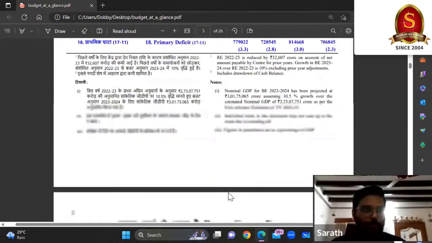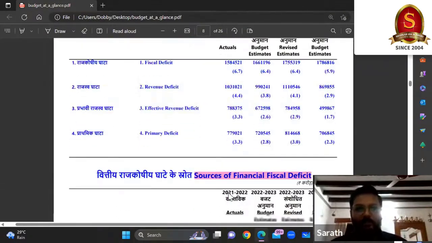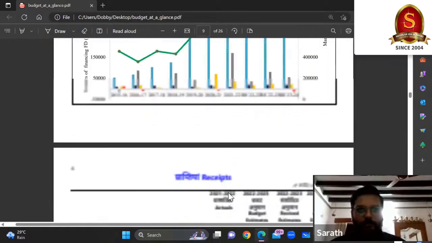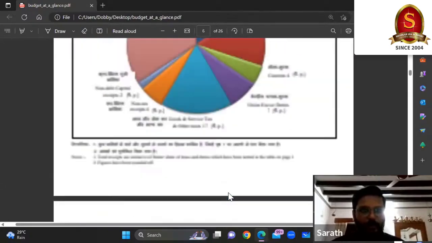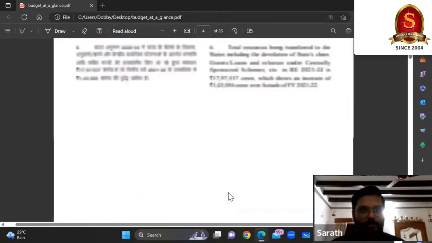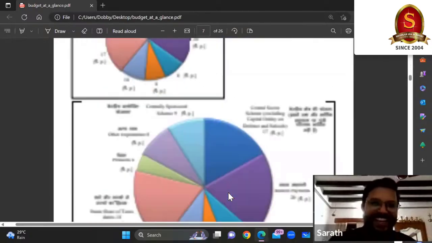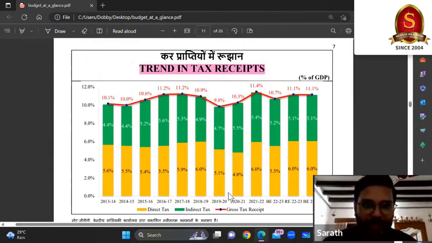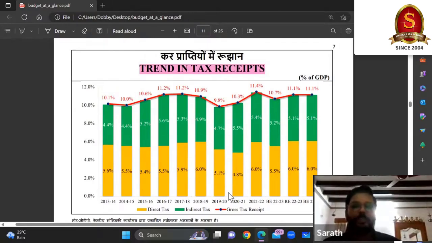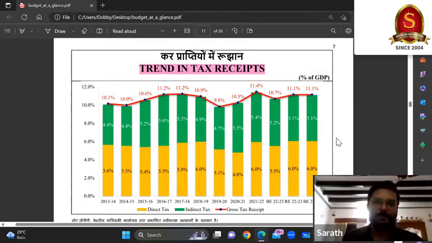Okay, so tax to GDP ratio. Let's scroll down. I think this is the last question from the budget, so I can freely show you the entire graph. Okay, this is deficit trends. I think it's on. No. I'm sorry, I will take a look at the data. Oh, here it is. Okay. Trends in tax receipts. This is a percentage of GDP. This is what is called the tax to GDP ratio. Because look at what is given over here: tax receipts as a percentage of GDP. How much is the tax to GDP ratio? Roughly around 10%.